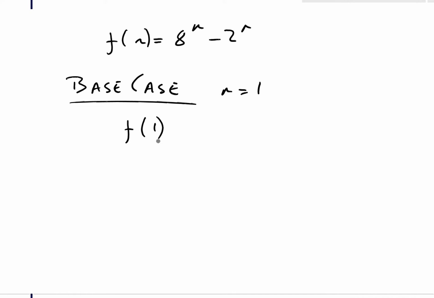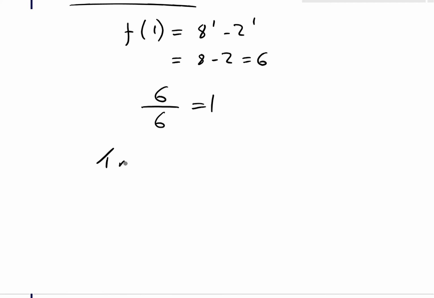So f of 1 is going to be equal to the right-hand side, 8 to the power of 1 minus 2 to the power of 1. 8 to the power of 1, of course, is just 8. 2 to the power of 1, of course, is just 2. So it's effectively just 8 minus 2, which is 6. And of course, it's fairly obvious that 6 is divisible by 6 and goes into 6 exactly once. Okay, so essentially we've shown it's true for n equals 1. It is divisible by 6.